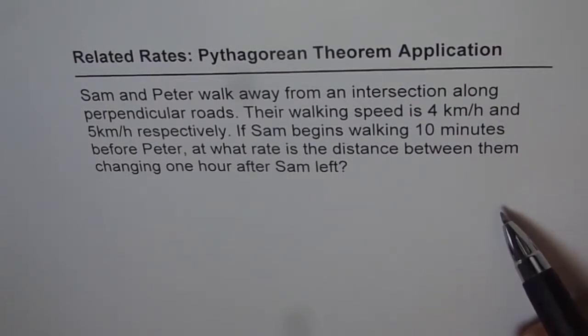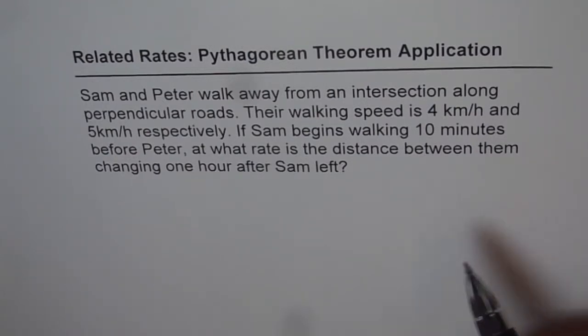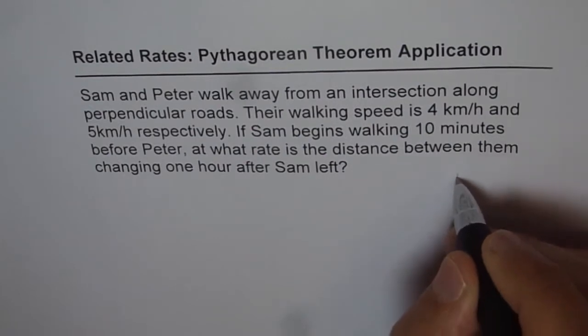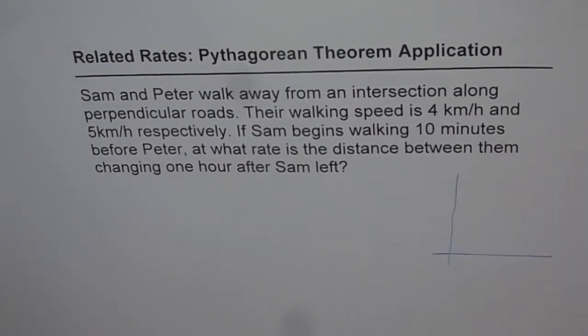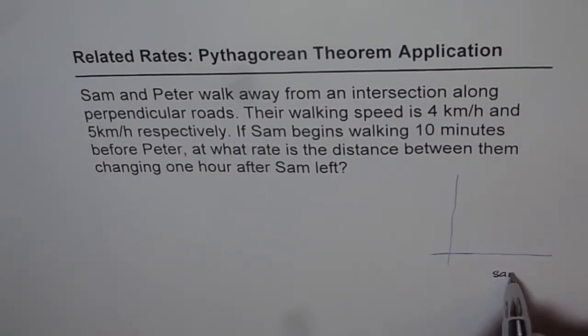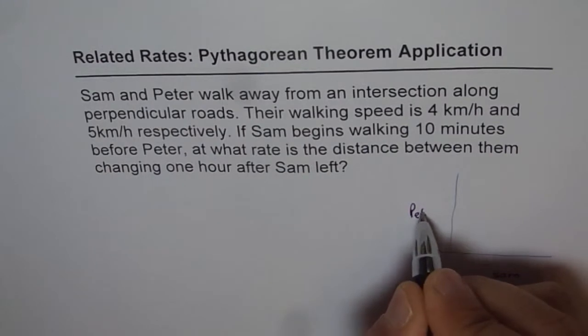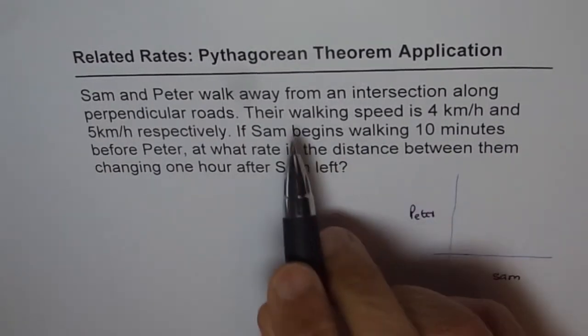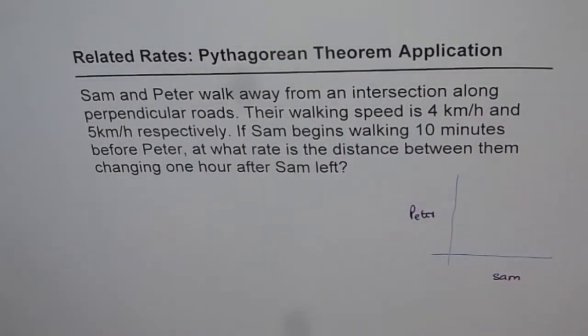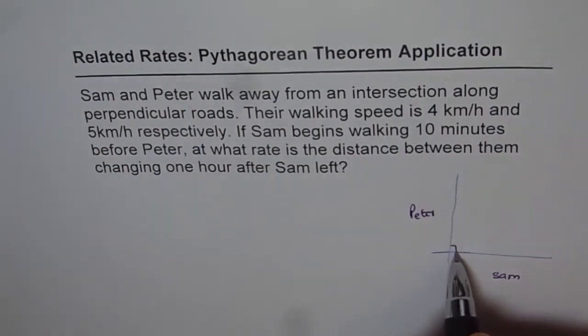So that will help you a lot to ensure that you are understanding what we are all trying to understand, okay? Here is my suggestion. So I'll again make a small sketch, right? And that is my sketch. Now, we'll say Sam and Peter walk away. Let's say Sam is walking in this direction, and Peter is walking in this direction from an intersection along perpendicular roads, and these are my perpendicular roads.